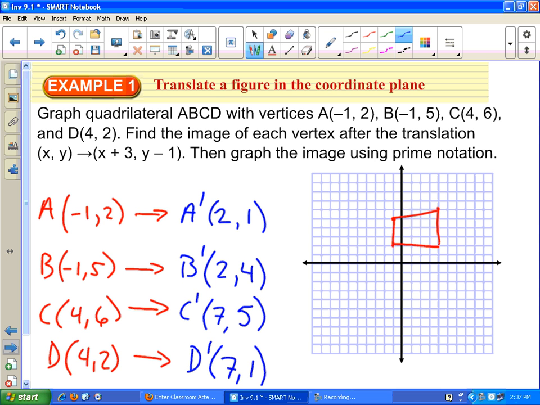This part is pretty straightforward. You've already done it. We do get into tougher transformations and everything. When we graph this, 2, 1, then we're at 2, 4, then 7, 5, then 7, 1. So the blue is the image, red is the pre-image.